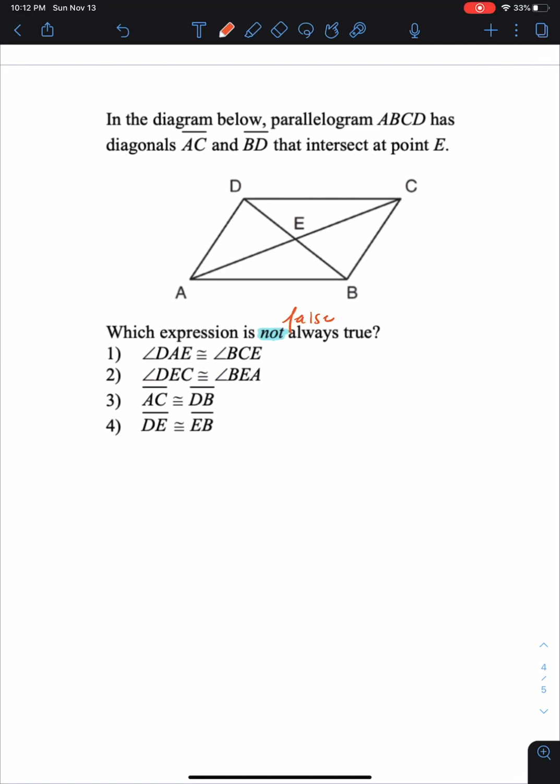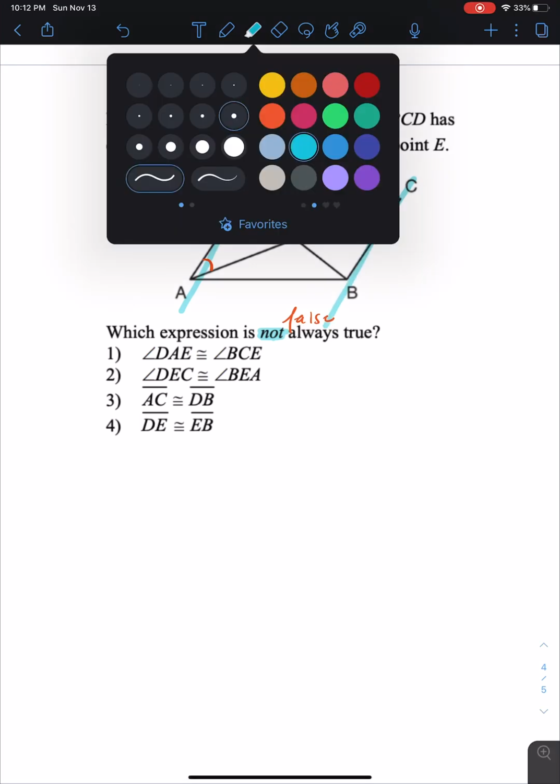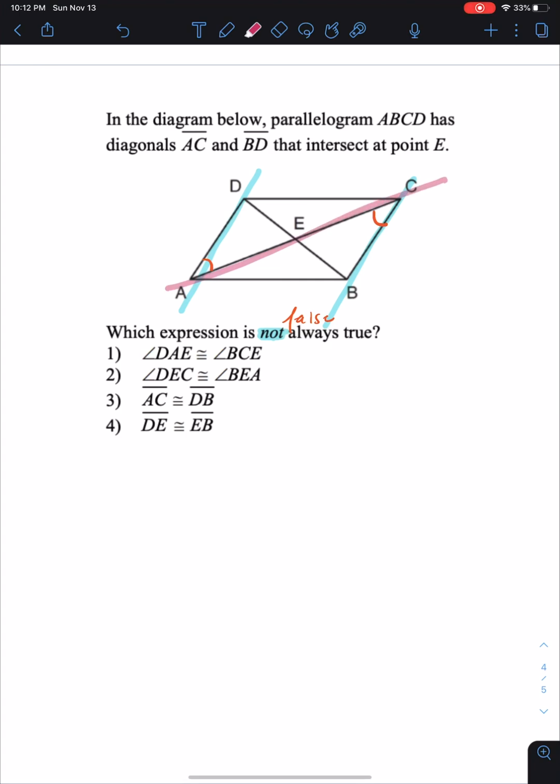So let's look at option 1. Angle DAE is congruent to angle BCE. This is always going to hold true because if I extend these sides that are parallel to one another and I draw in the transversal, we'll see that these angles are alternate interior angles, meaning they are congruent. This will always be true about parallelograms because the opposite sides will always be parallel. So these two angles will always be alternate interior angles. So we are not going to pick this because it is always true.